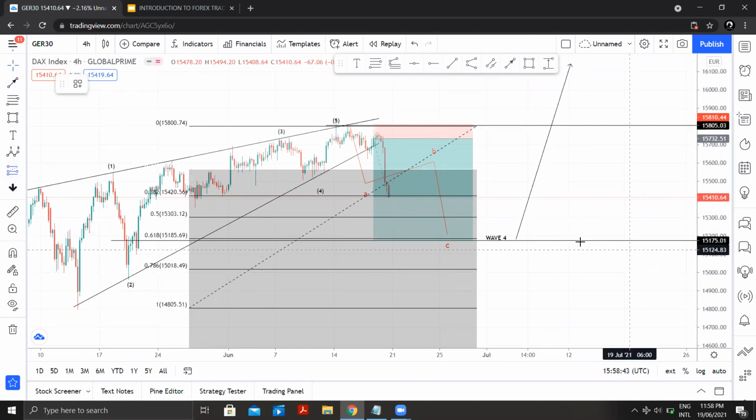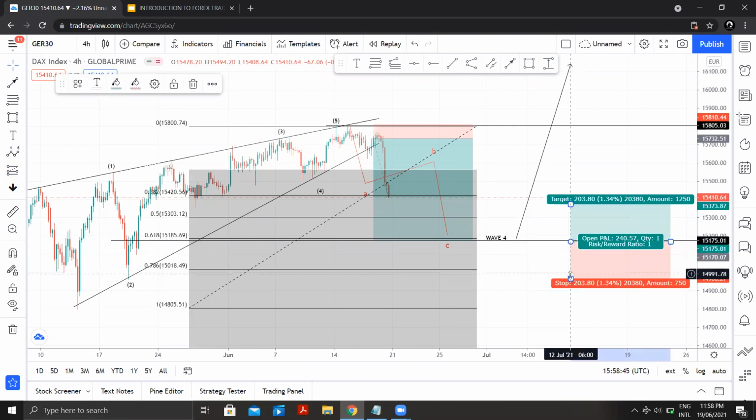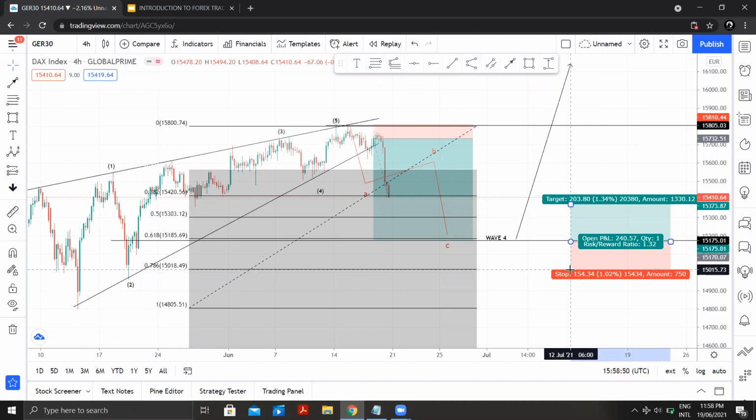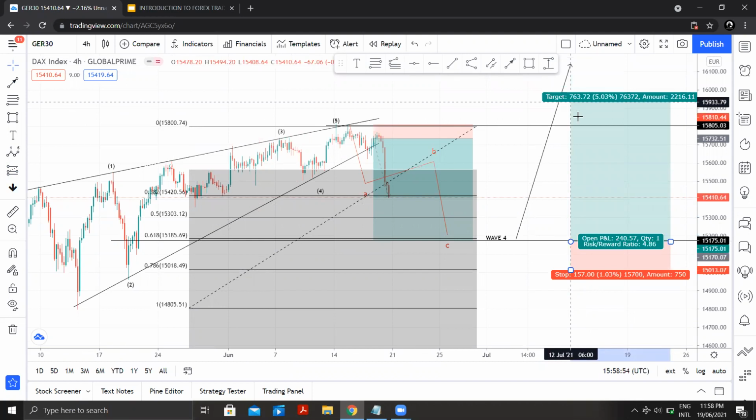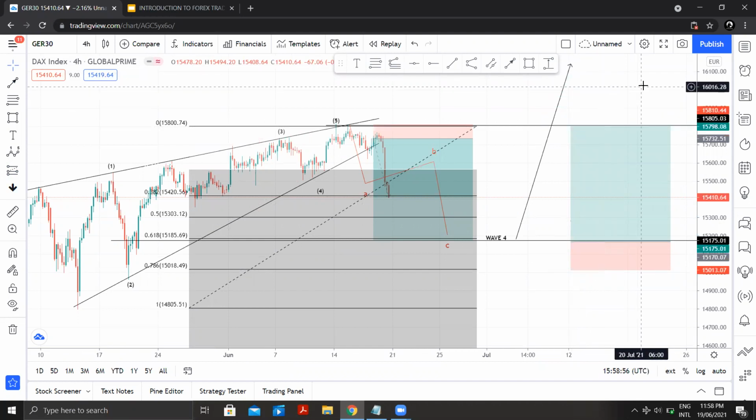This will be my proposed level for next week. My stop loss will be at this 0.78, so I have a small stop loss. Then price will be going to the upside, and this will be my first target level.